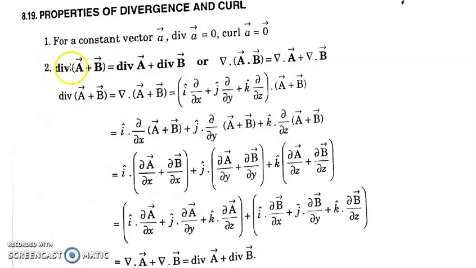So curl of A will be equal to the 0 vector. Now the second property is: divergence of A plus B is equal to divergence of A plus divergence of B. Or using notations you can write del dot (A plus B) is equal to del dot A plus del dot B.